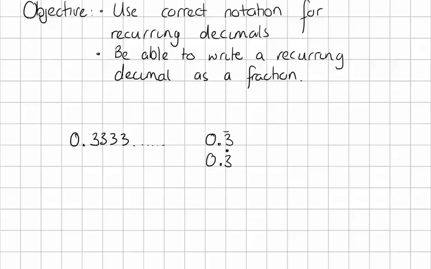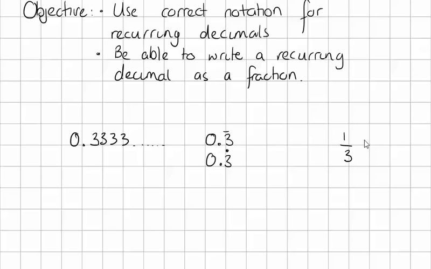Now, does anyone recognise that one as a fraction already? Yes, 1/3. So we already know that that is 1 over 3. That means we ought to be able to go from a decimal to a fraction without too many problems. Not all decimals can be written as fractions, but terminating decimals, like 0.25, can be written as a quarter, you know that. All recurring decimals can be written as a fraction, that's what we're going to do today.